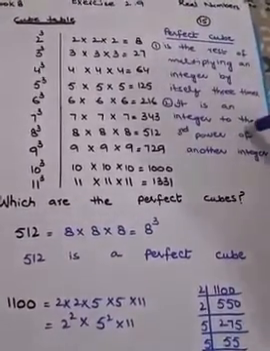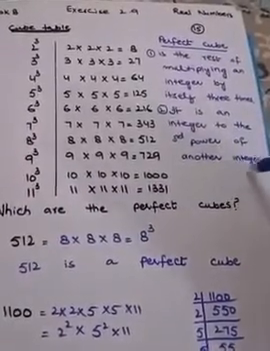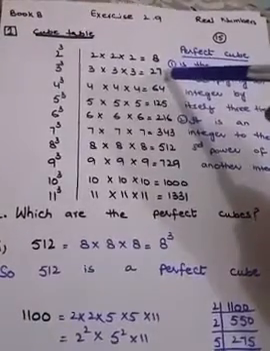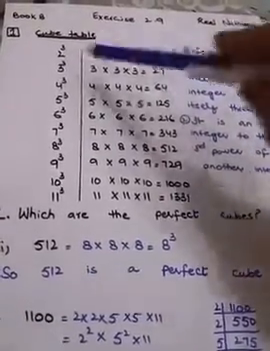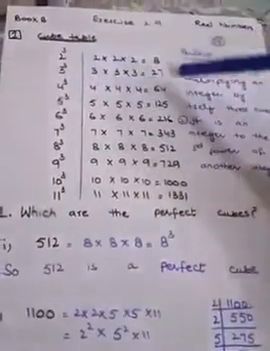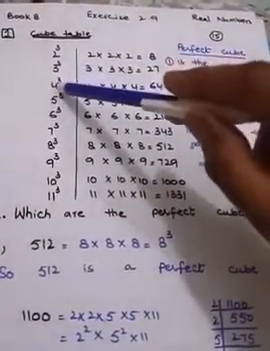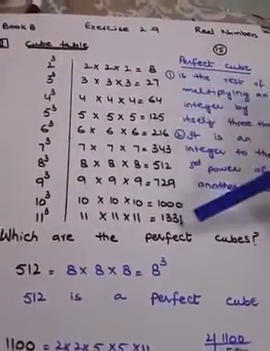Another definition of a perfect cube is that it is an integer to the third power of another integer. Let's take 27. This is a perfect cube because it is the third power of 3. 64 is a perfect cube because it is the third power of 4. So all these numbers are perfect cubes.